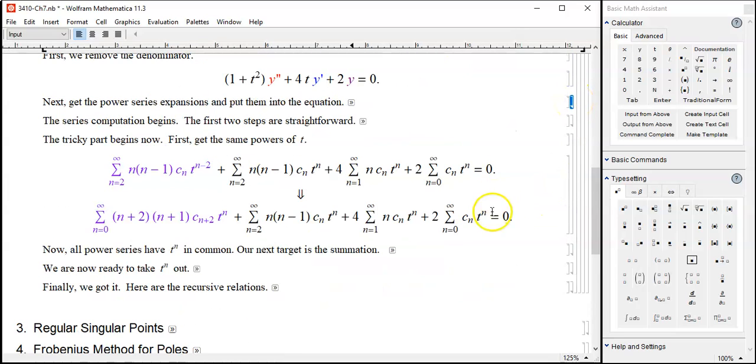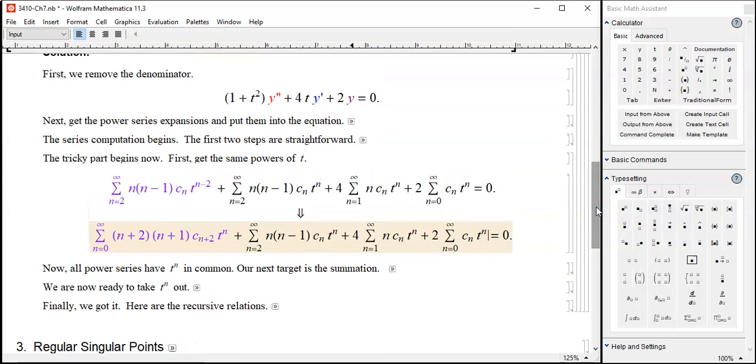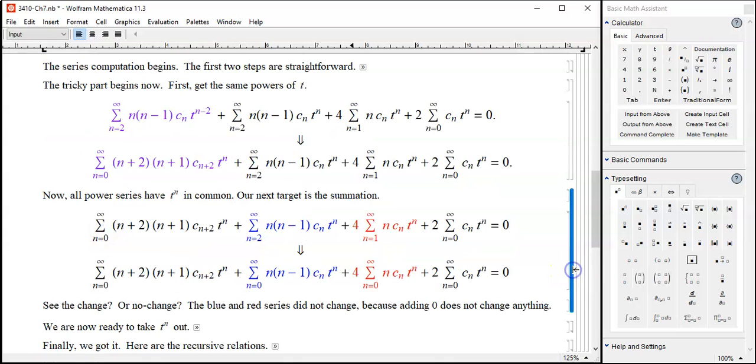In the final expression here, we're going to take t to the nth power out, but you have to be a little bit careful here. This n goes from 0, this n goes from 2, that n goes from 1. They're all different. So starting from n equals 2, everything is common. When n equals 0 and 1, things are a little bit different.